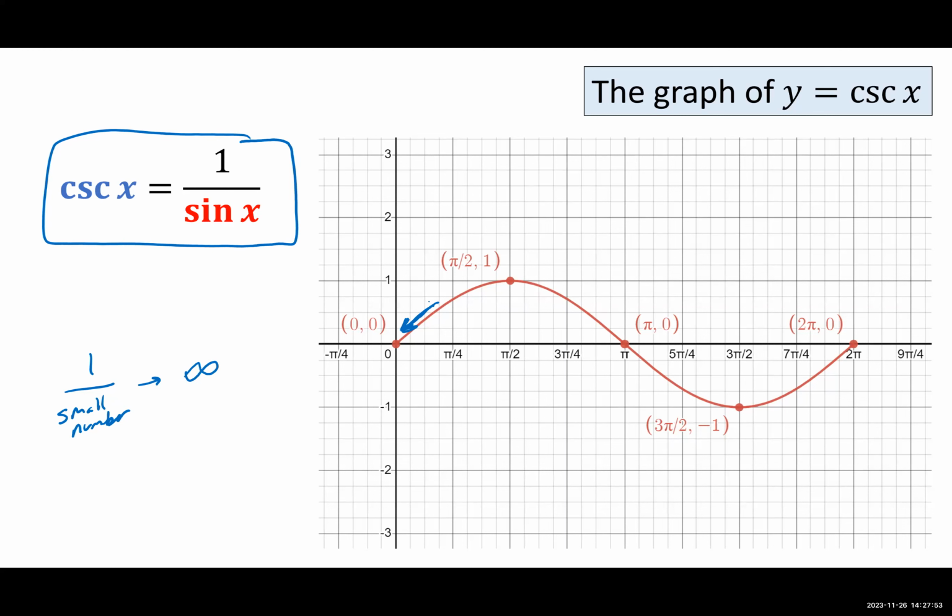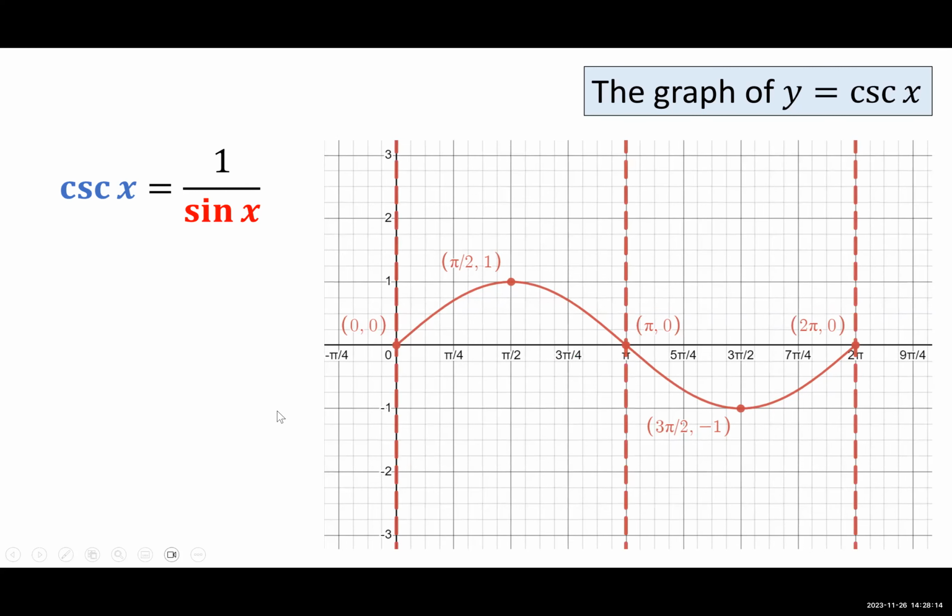So we could think about this at each of these x-intercepts, at 0, at pi, and at 2 pi. Whenever the sine function has a 0 or an x-intercept, the cosecant function is going to have a vertical asymptote. Okay, so let's throw in some asymptotes there. All right, so now we have the sine function, and we have some vertical asymptotes.